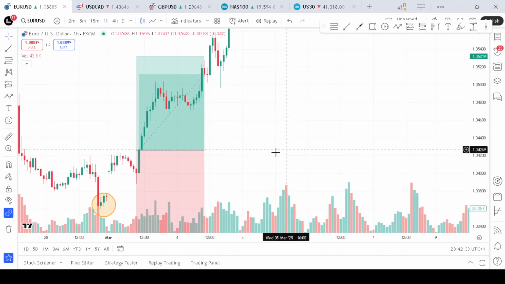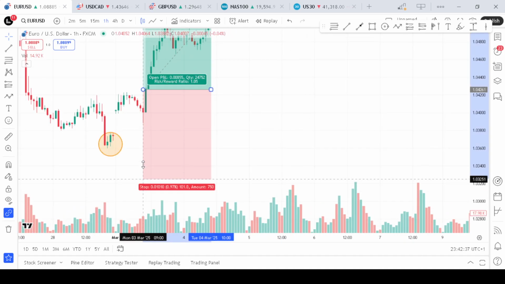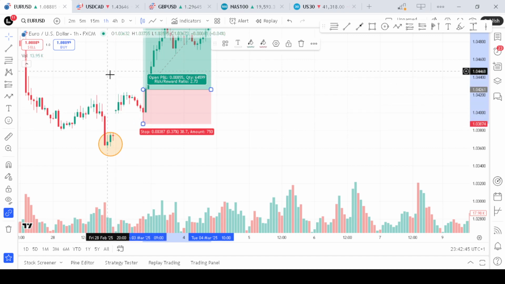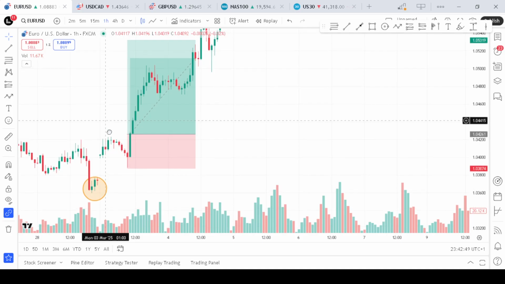This is where we would want to enter our long position. We enter our long position. Let's not forget our stop loss placement. Our stop loss placement should be below the hammer. It must be below the hammer. This helps to manage your risks in case markets do not move in your favor.